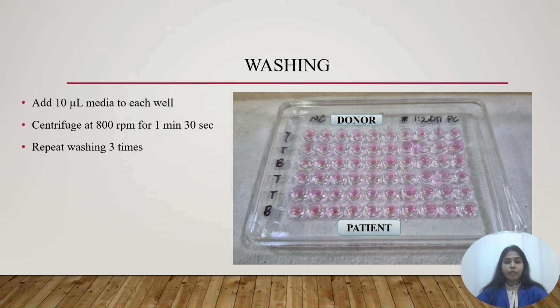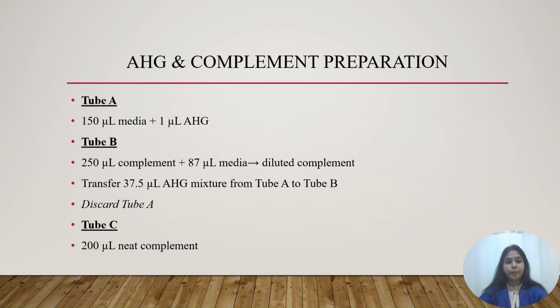After the incubation of 45 minutes, we'll proceed with washing. We'll add 10 microliters of media to each well. We'll centrifuge at 800 rpm for 1 minute and 30 seconds. We'll repeat the washing 3 times. As we are repeating the washing steps 3 times, this will increase the sensitivity of our test.